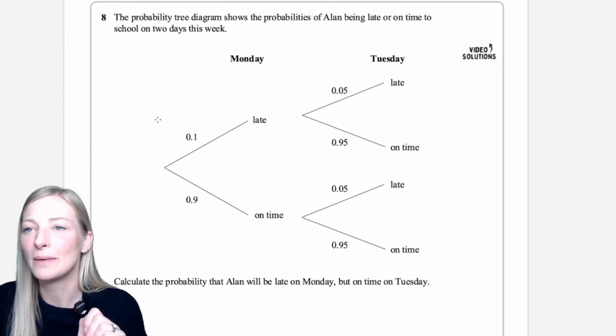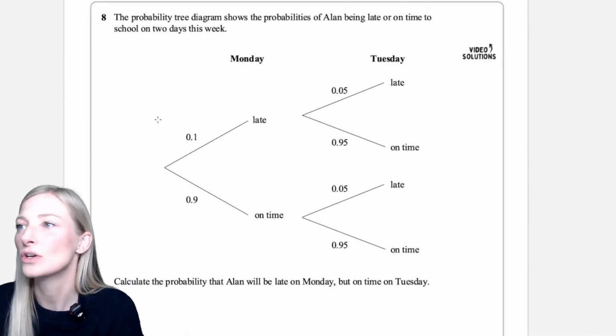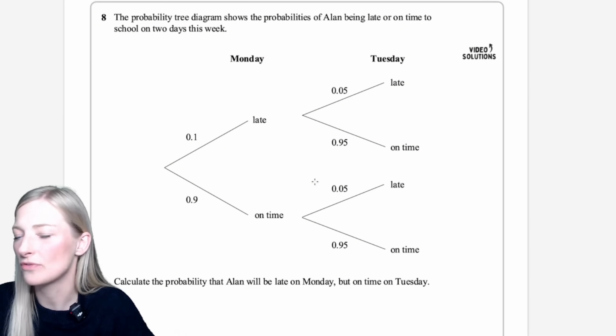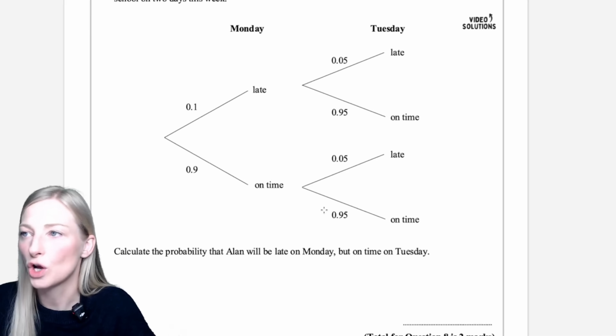Okay, question number 8. The probability tree diagram shows the probabilities of Alan being late or on time to school on 2 days this week. So we've got Monday and we've got Tuesday. Calculate the probability that Alan will be late on Monday but on time on Tuesday.